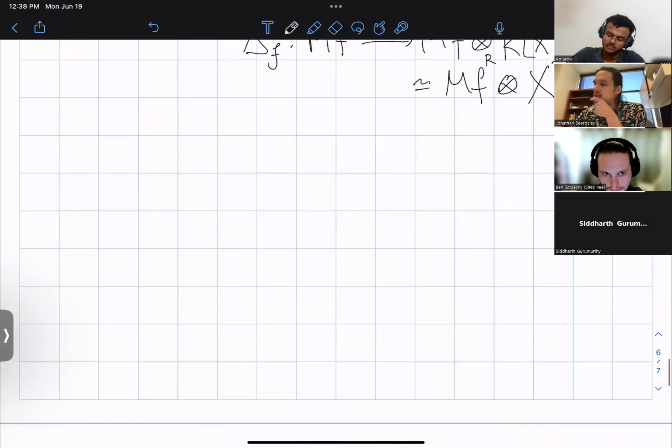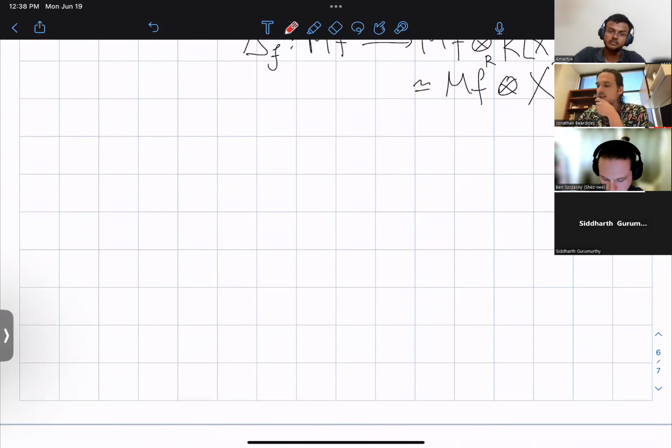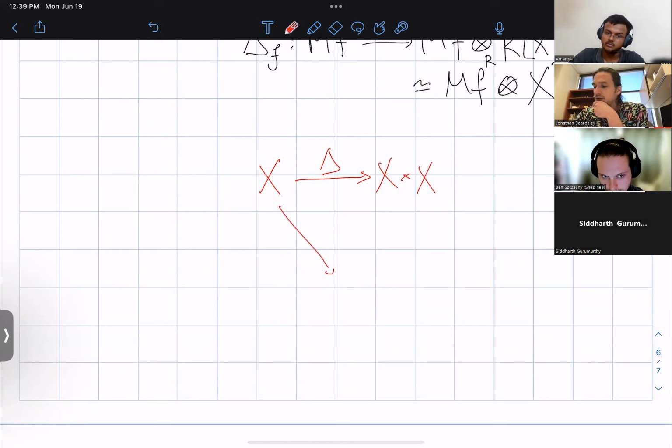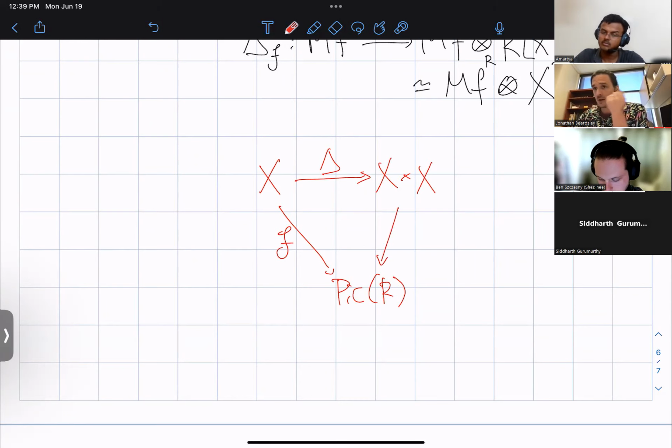This is essentially, you're getting this by taking the diagonal map on your space X, then X via F maps down to Pic R. And then on the right-hand side, you take the Cartesian product of the map F on the left-hand coordinate crossed with the trivial map on the right-hand coordinate. You can check this pretty clearly commutes.